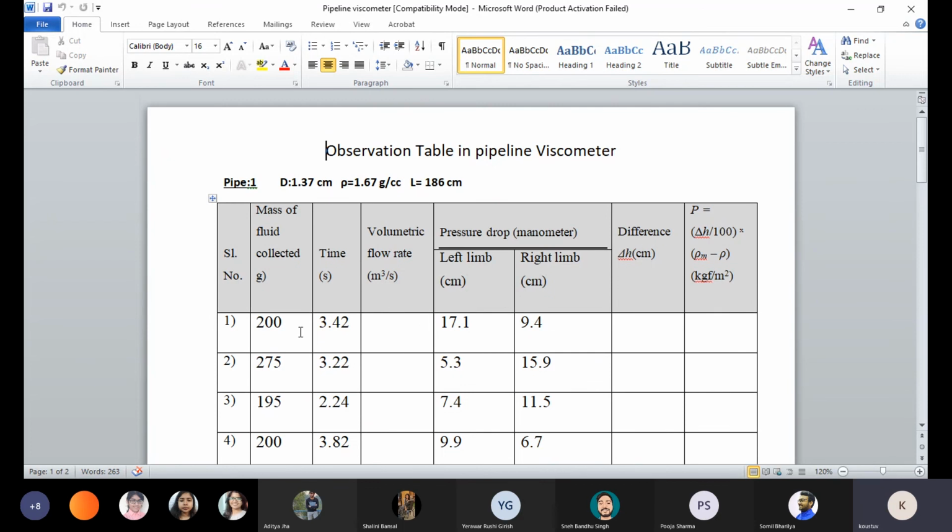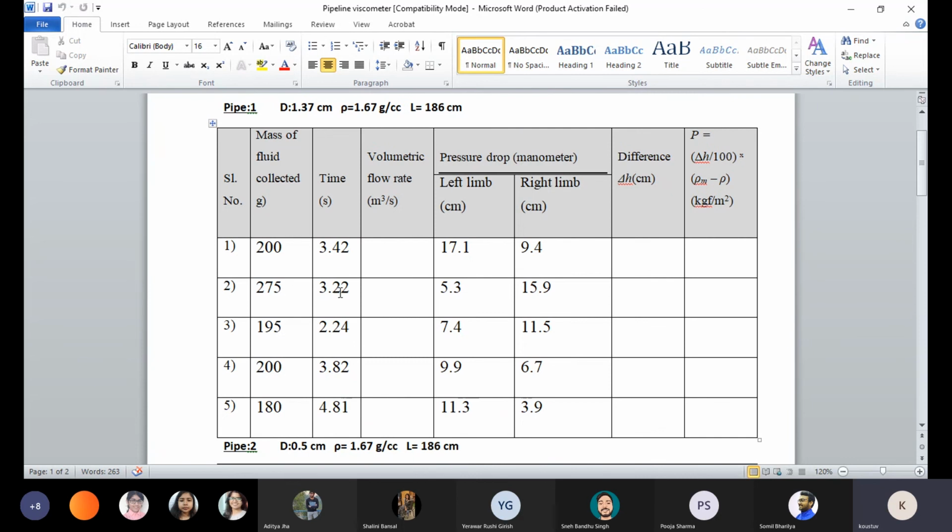It should not vary if you perform the experiment in that way. But of course, the mass collected and time are very prone to erroneous data. So this part is clear. This pipeline viscometer is basically giving you the viscosity. In reality, we are not using any asphalt viscometer or anything like that.